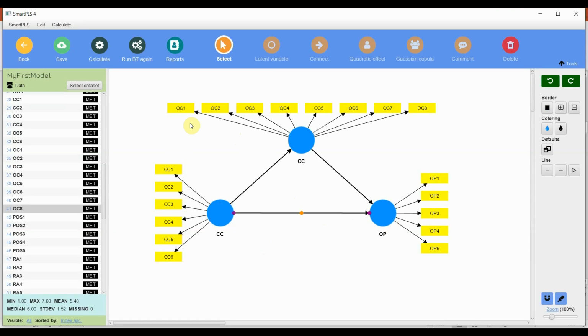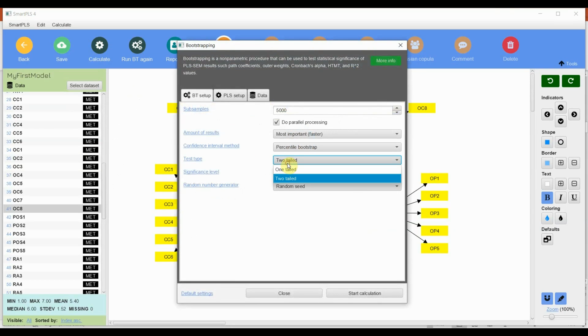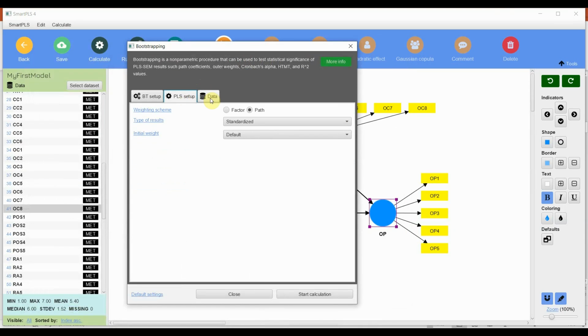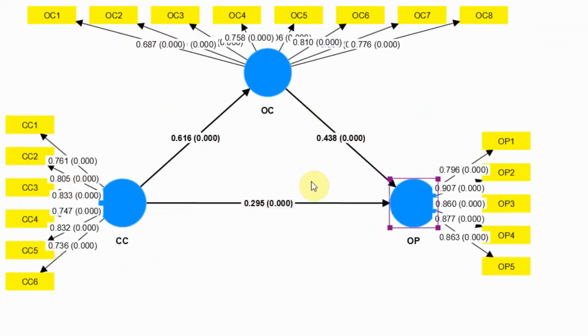Moving on, now let's test our model. How do we test this model? Before mediation or any structural model assessment, you will have to assess the measurement model. So I'm assuming that we have already tested the reliability and validity of these constructs, and now we are going for structural model assessment. So how to do this? Let's say calculate, bootstrapping. I'm going to use one tail because I know the direction of relationships. Path, standardized default, data is fine. For now 5000 is fine. Let's start. Now all paths are significant.